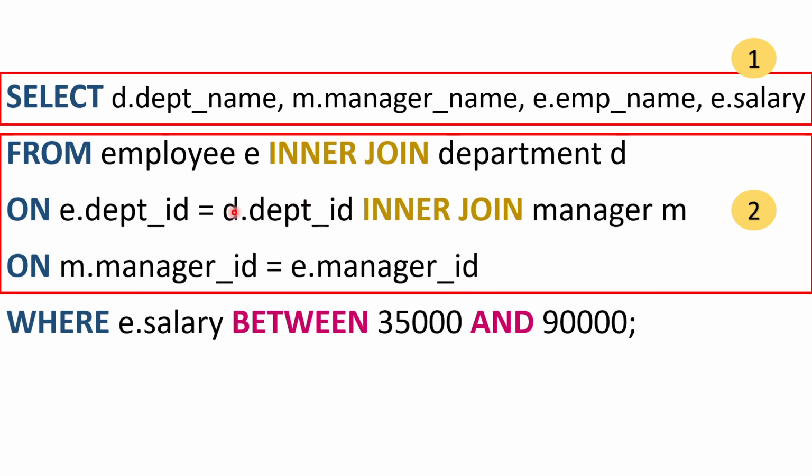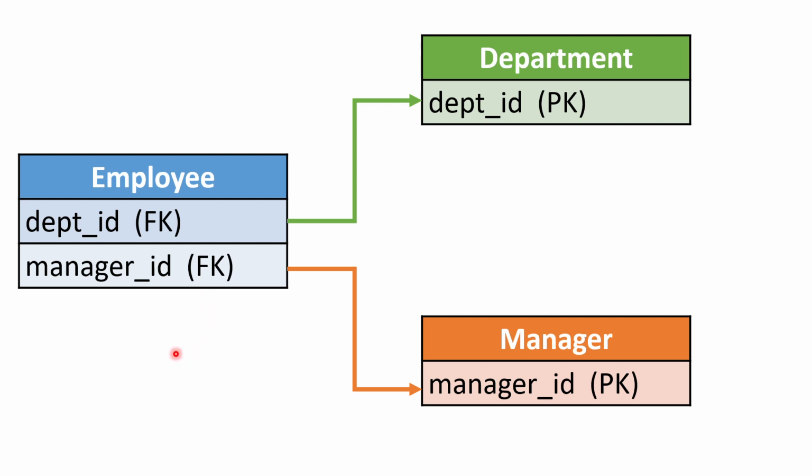So basically here we are joining employee table with the department table and the employee table with the manager table because we have the relationship something like this. So employee table has two foreign key where department id is mapped with the department table and manager id is mapped with the manager table.